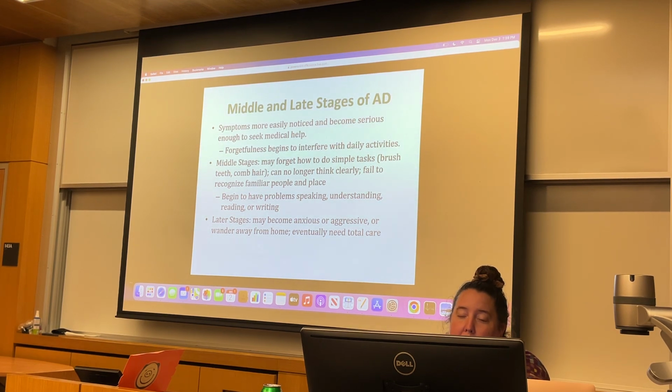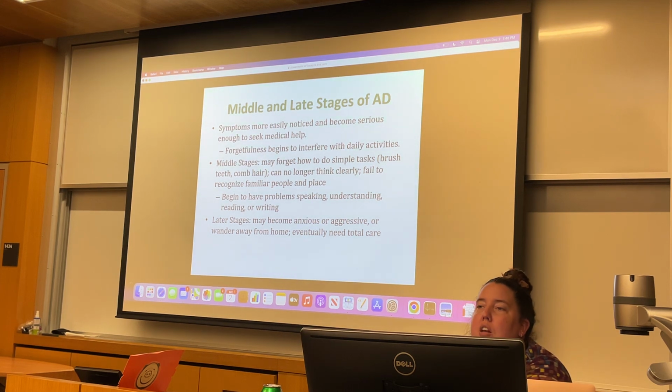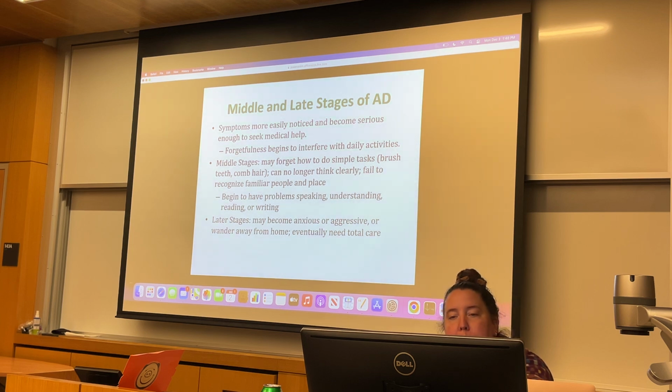People begin to fail to recognize familiar people and places, and they may have problems speaking, understanding, reading, and writing. And then in the late stages of Alzheimer's disease, people become anxious or aggressive and may wander away from home and eventually need total care. A lot of that has to do with their safety, because as people wander away from home, there's a lot that can happen. You guys have probably seen the silver alerts on the freeways if you drive. There are people who, for the most part, have wandered away from home.